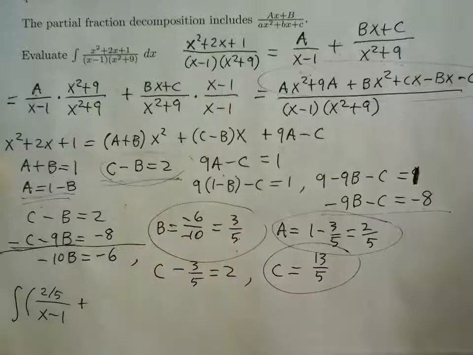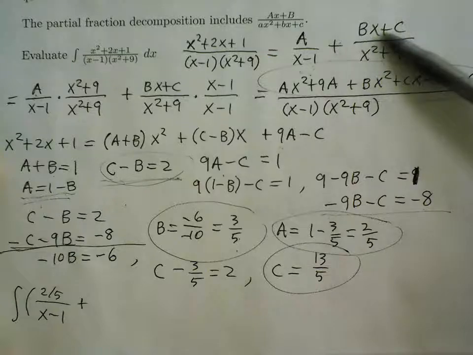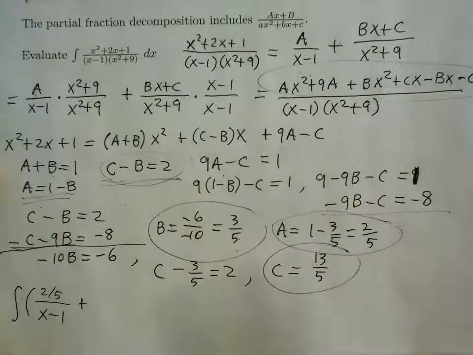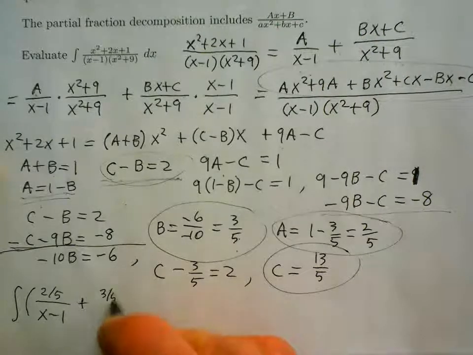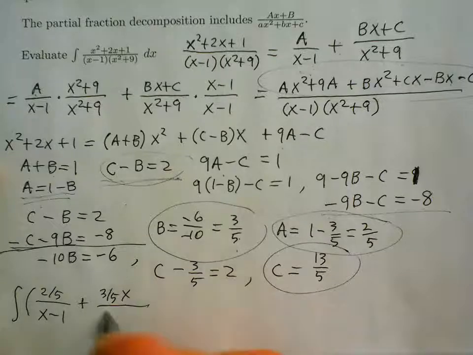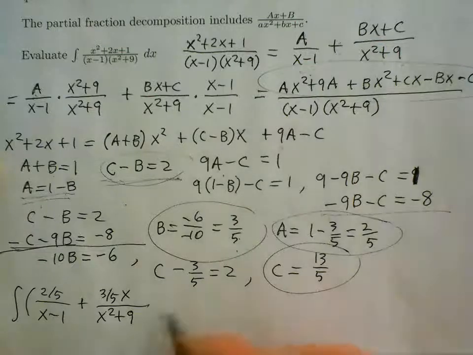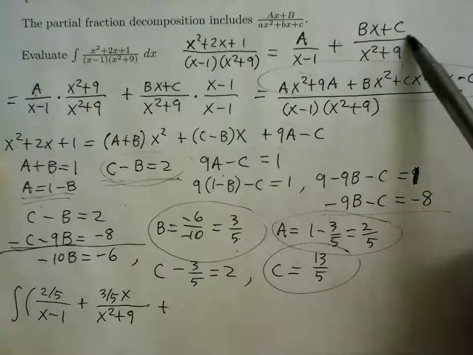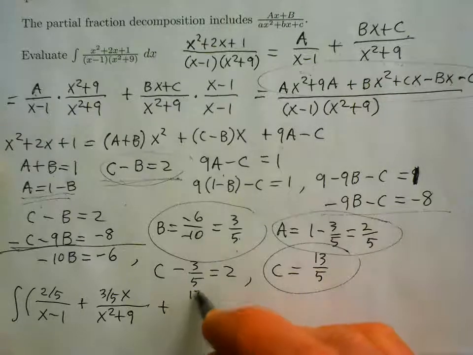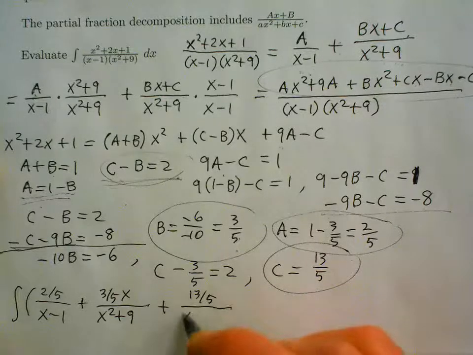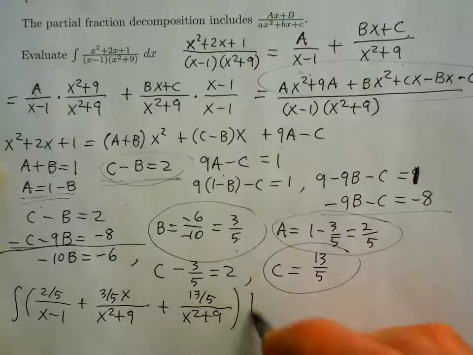I'm going to write the next, instead of the entire Bx plus C over x squared plus 9, I'll write it as two terms, each having a denominator of x squared plus 9. So with B equals 3/5, we have 3/5 times x over x squared plus 9. And then the other one, the value of C is 13/5, so we write 13/5 over x squared plus 9, and then dx.